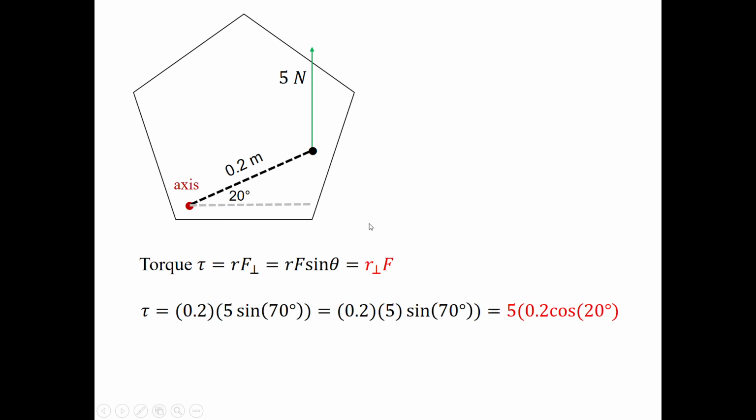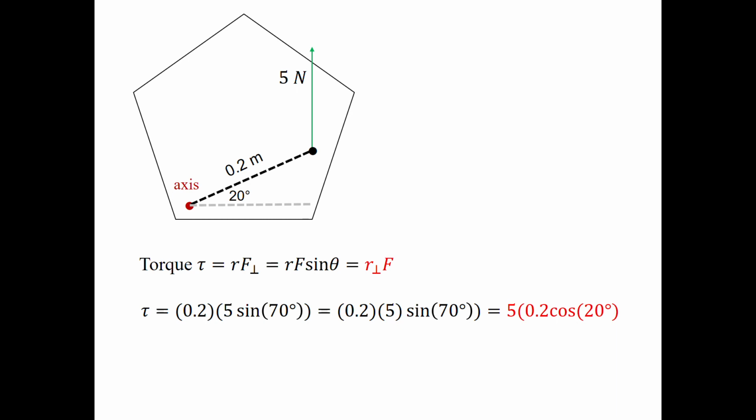0.2 times the cosine of 20. So magnitude of F times r perpendicular. And the cosine of 20 is the same as sine of 70. So all three of these are exactly the same. Whichever one's easiest for you in a given particular situation, there's no right answer. Sometimes one of them will be easier than the other. None of them involved zero work in this case.